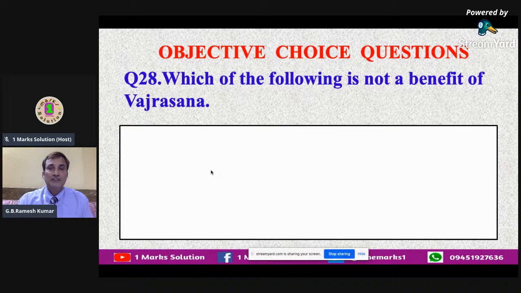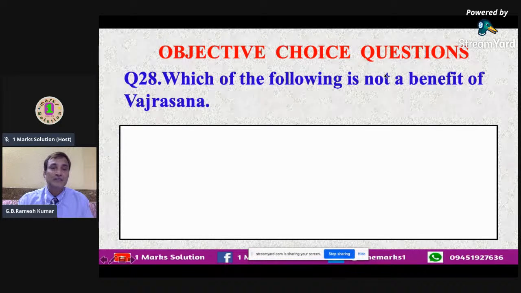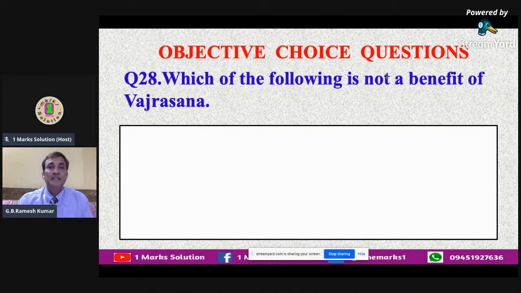Which of the following is not a benefit of Vajrasana? Please focus very carefully. Which of the following is not a benefit? Okay, here we should see that it is not a benefit of Vajrasana. When you are answering, please read the question completely. MCQs are very good, but at the same time it's easy to lose the marks if you do not read the question properly.